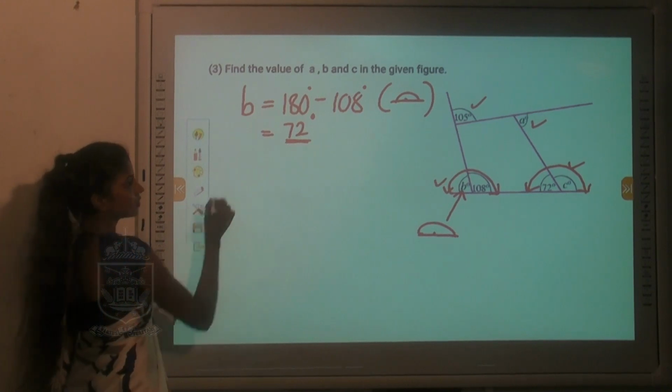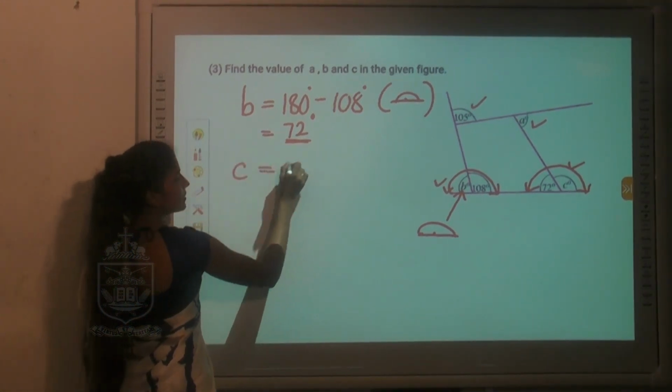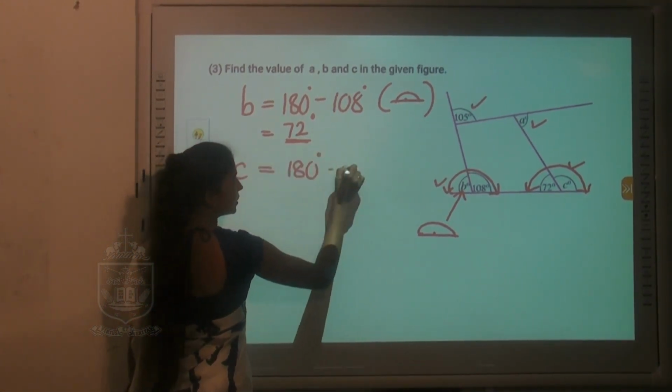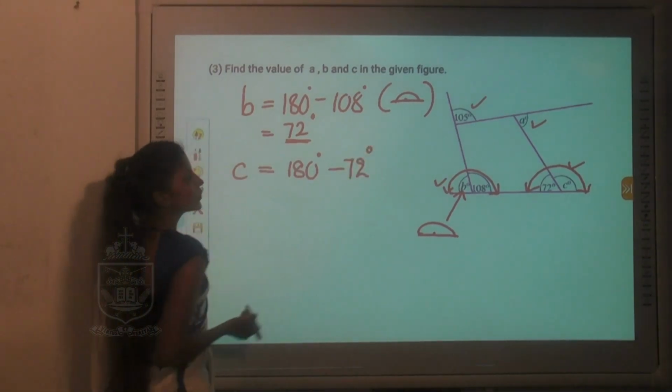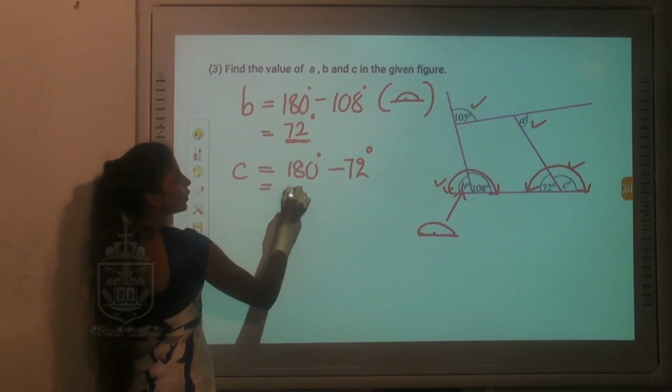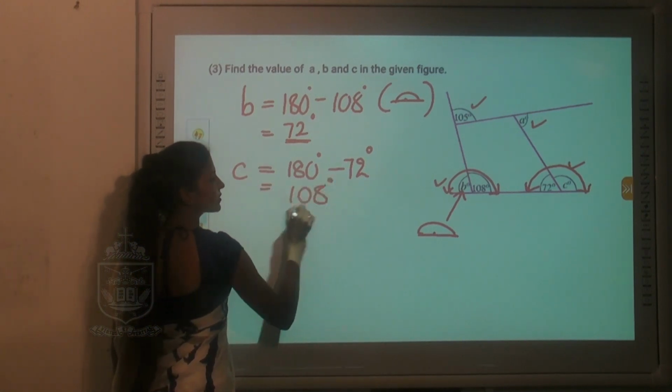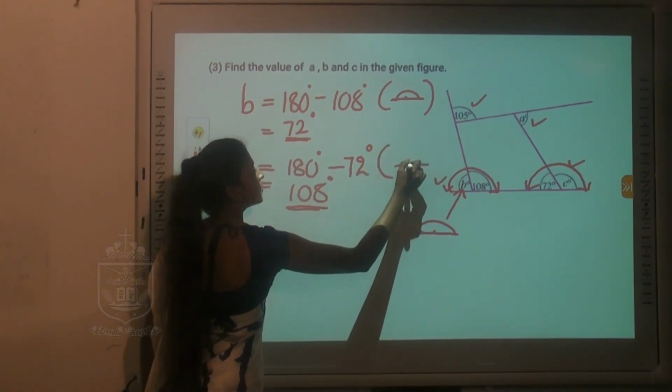Okay, our next step is finding C. C can also be found using the same method, 180 minus 72 degrees. What will be the answer? It will be 108 degrees. The same reason, because of the straight line.